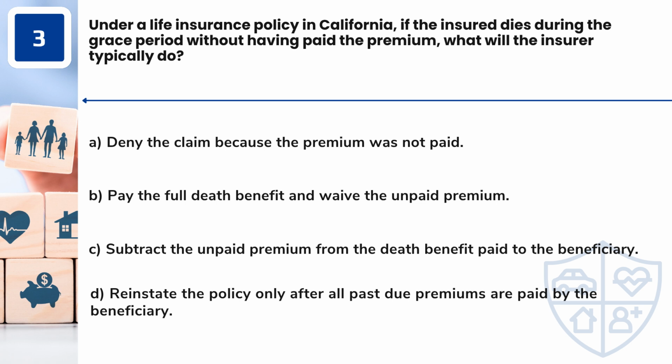Question 3. Under a life insurance policy in California, if the insured dies during the grace period without having paid the premium, what will the insurer typically do? A. Deny the claim because the premium was not paid. B. Pay the full death benefit and waive the unpaid premium.